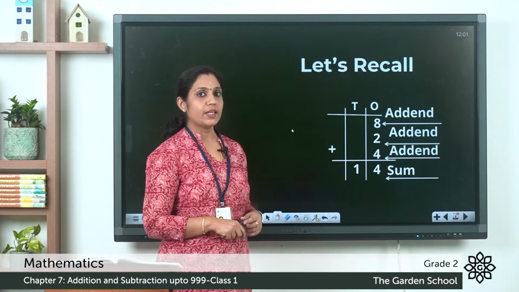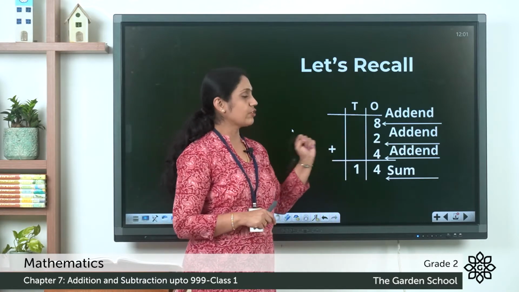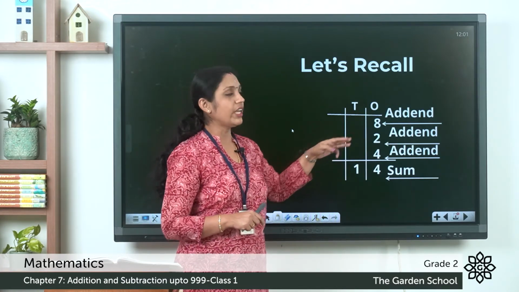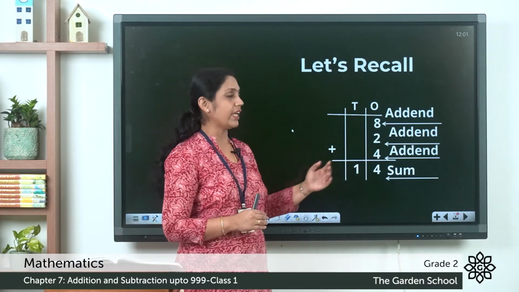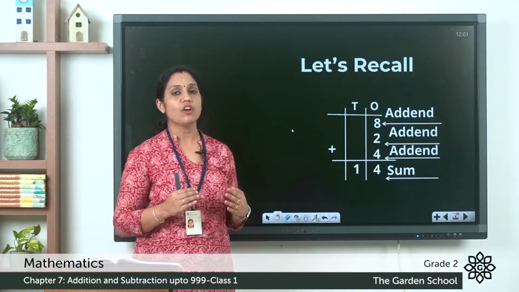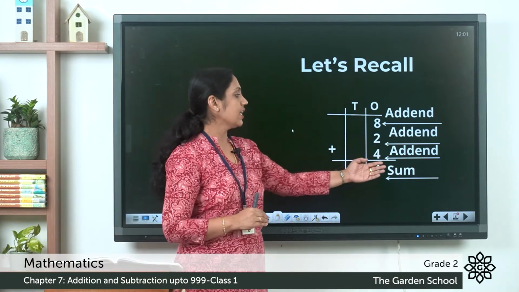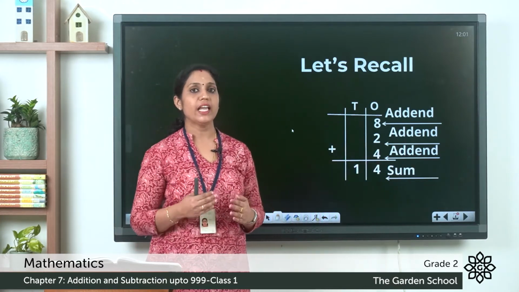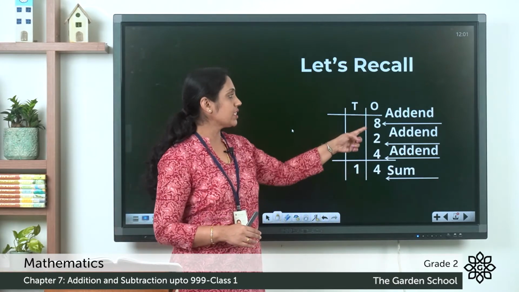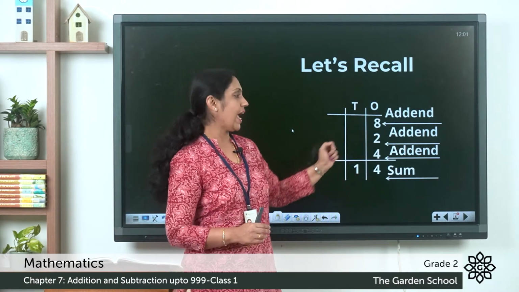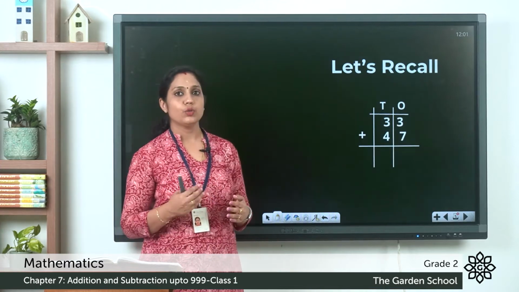So we can say that in 8 plus 2 plus 4, the three numbers that we added are called the addends, and the result that we get, here the result is 14, is the sum. So when we add, the result we get is called the sum, and the numbers that we add are called the addends.